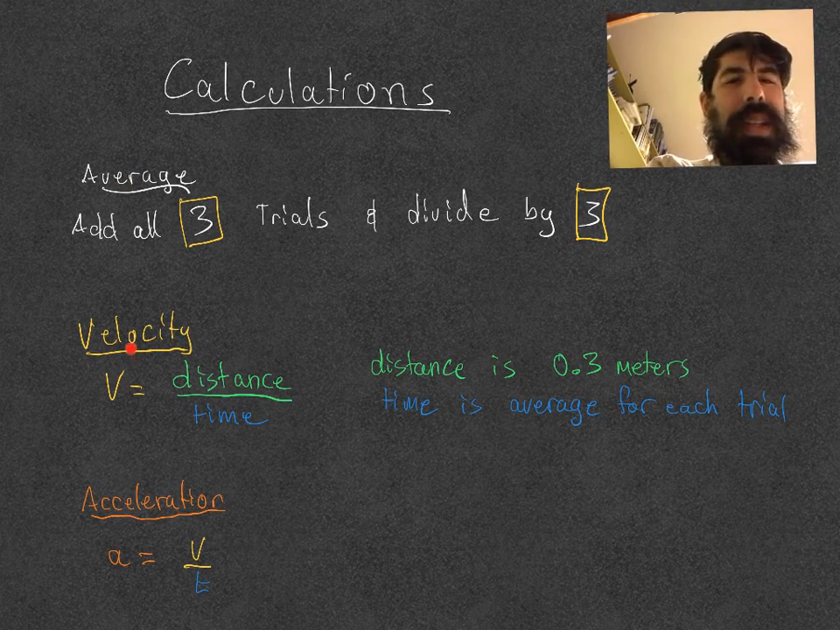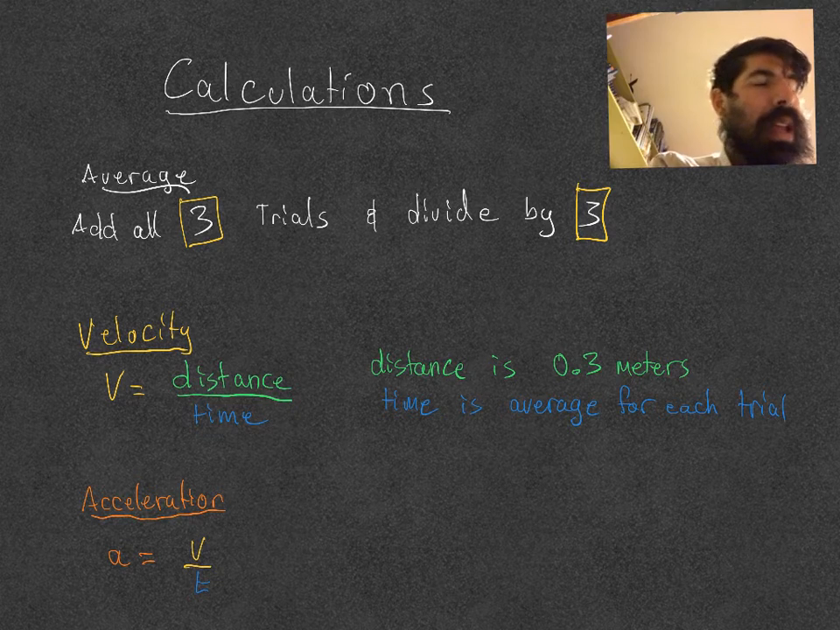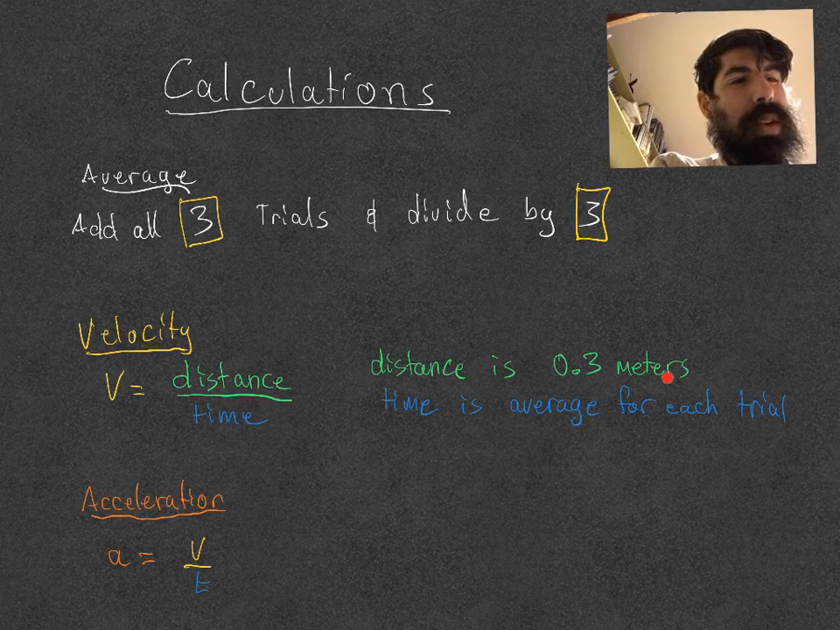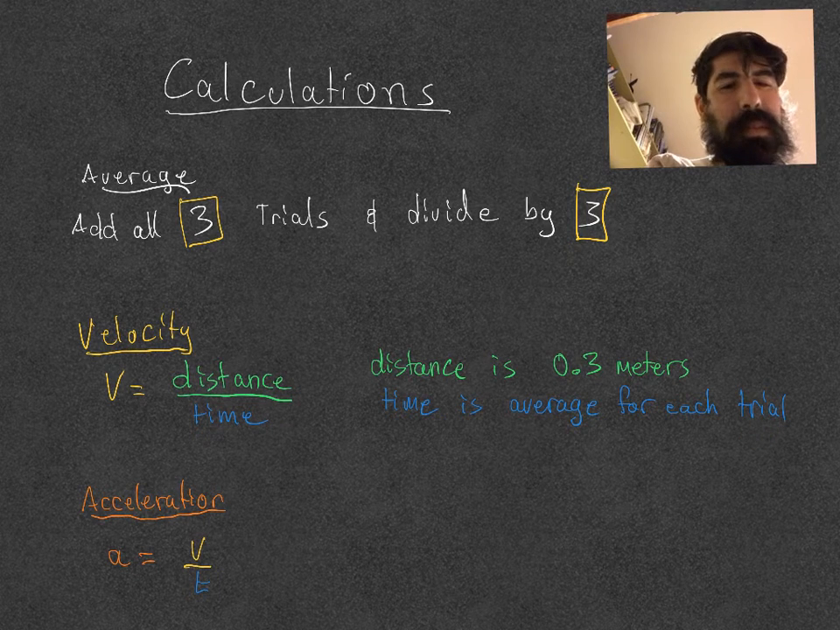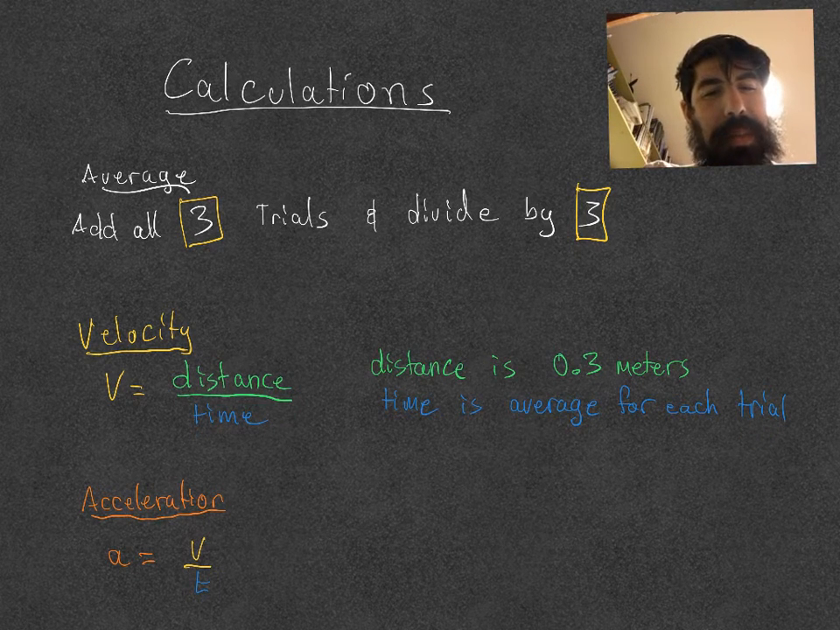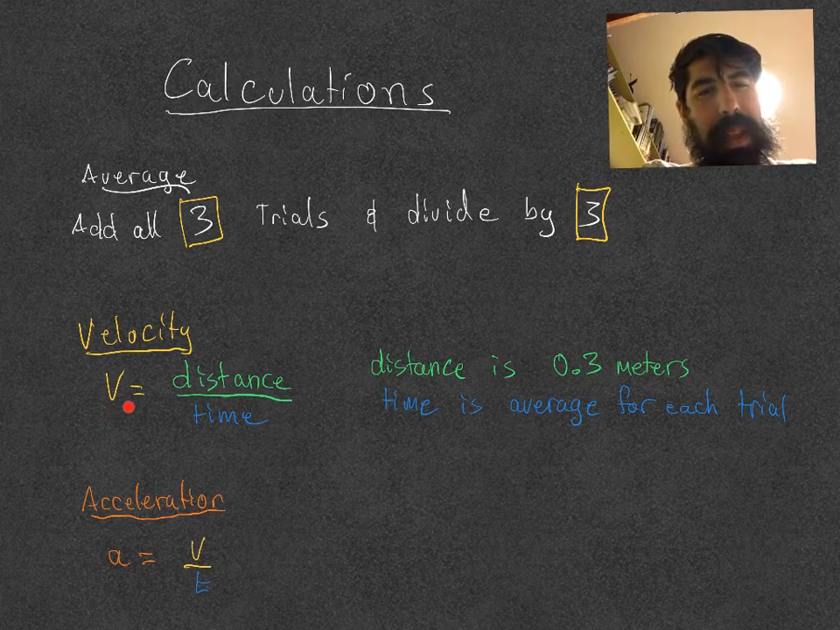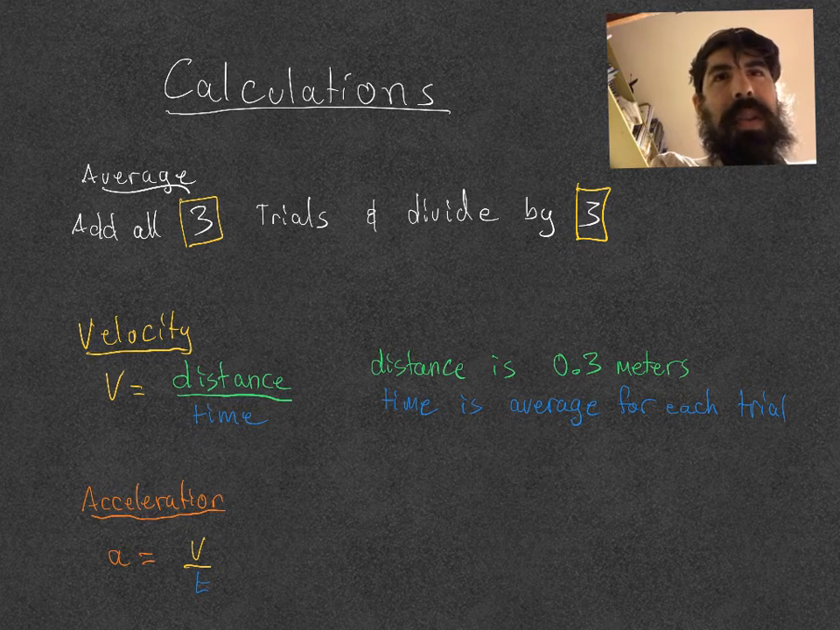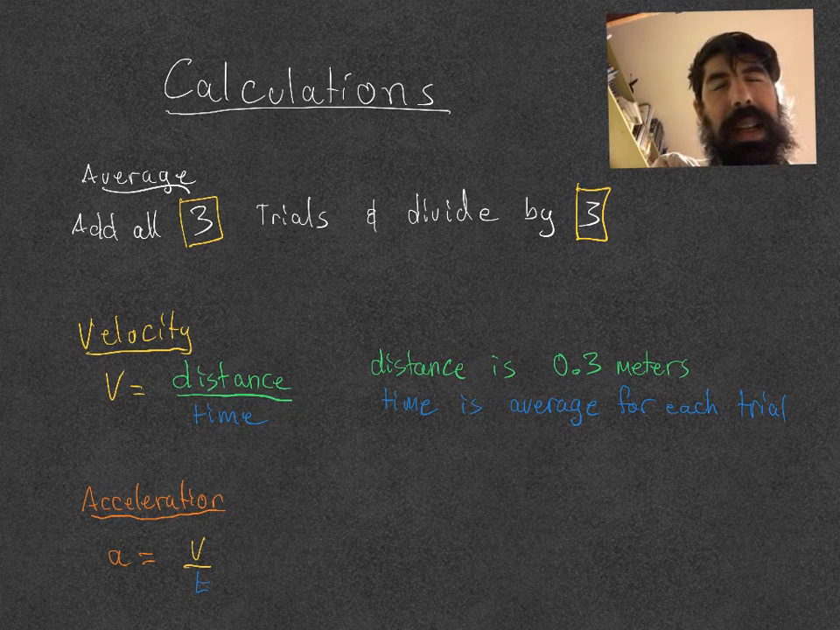To calculate velocity, distance divided by time. In my case, the distance was 0.3 meters, that's 30 centimeters, 0.3 meters divided by that time. Likewise, for acceleration, I'm going to divide this velocity result by the average time, and that'll give me my acceleration for each column. Remember to be neat with your table so that it's easy to tell which velocity and acceleration go with which set of washers.